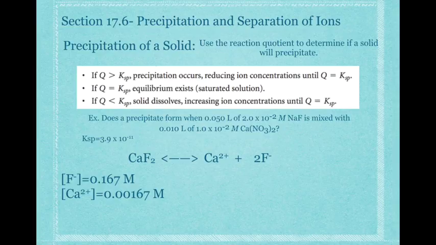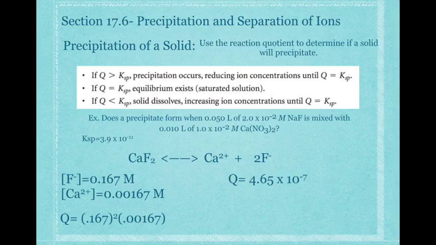So what I can do now is calculate my reaction quotient. Q equals the concentration of calcium ions times the concentration of fluoride ions squared. I'm going to plug in the concentrations that I got. Remember, for fluoride it was 0.167 and that needs to be squared, and then times 0.00167. Remember, I don't include calcium fluoride because it's a solid. And so my Q that I get is 4.65 times 10 to the negative 7th.